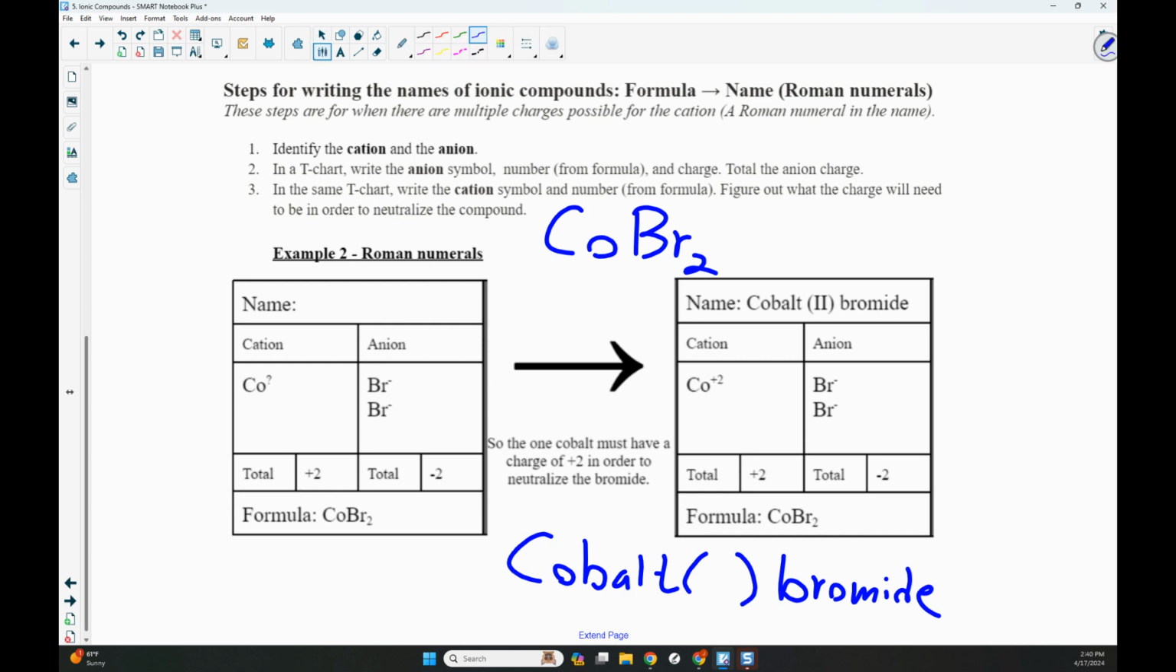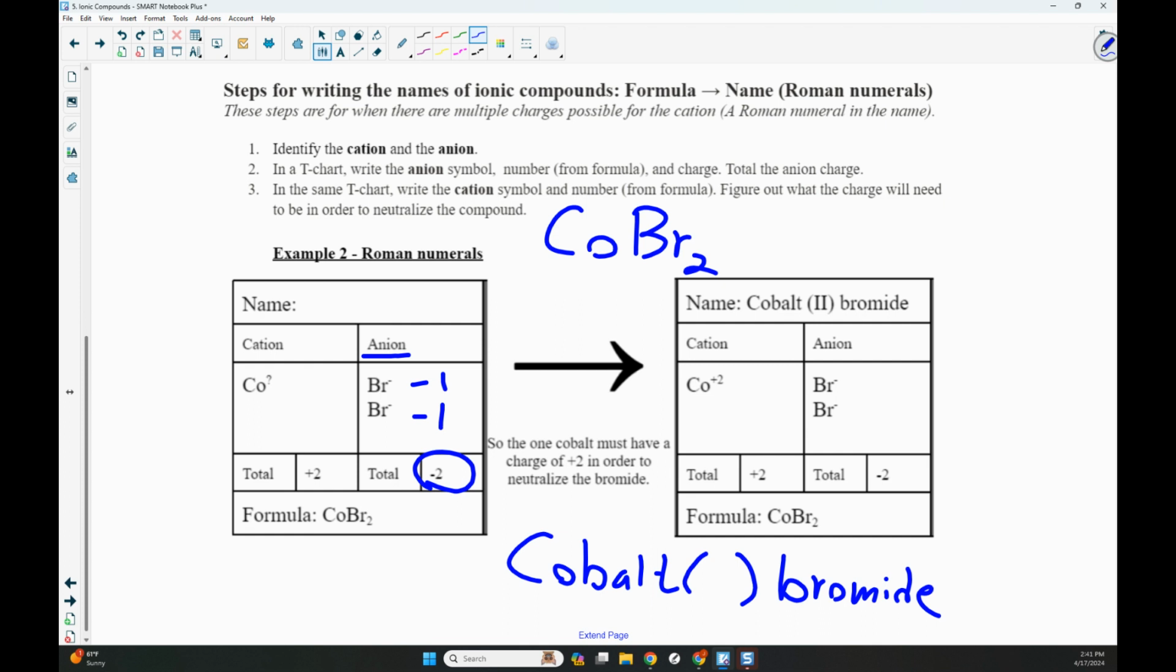So how we do that is we make a T-chart. And we're going to start with the anion, which is bromine. And we know that bromine has a charge of -1. That's the nice thing about the anions, is they always have just one possible charge, okay? So we've got 2 bromines, each with a charge of -1. That adds up to -2. So the total negative charge in this compound is 2.